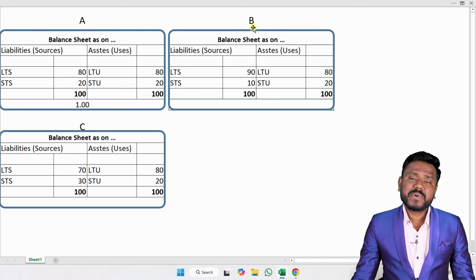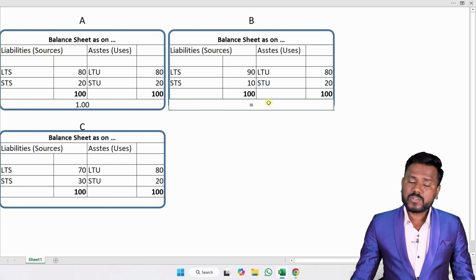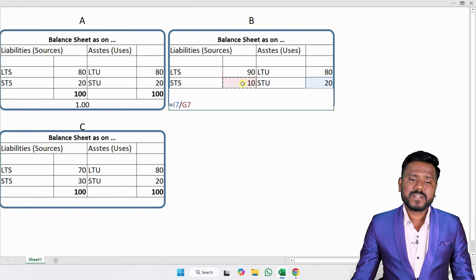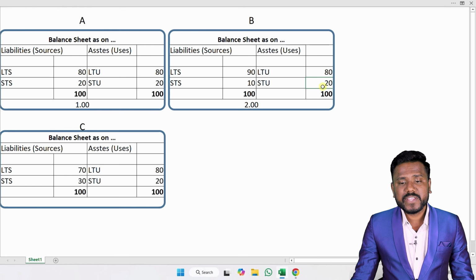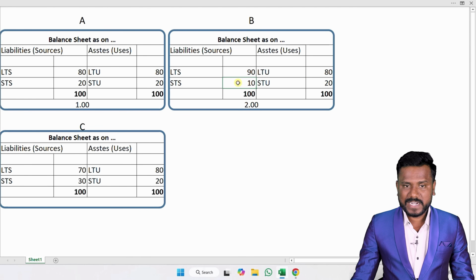And a type of company that is B, here the current ratio is 20 divided by 10. The current assets divided by current liabilities, or you can say short-term sources. So what is the ratio here? 2. It means when short-term liabilities are due for repayment, you can use these short-term uses to pay short-term debts, right? That's very easy because you have 2 rupees to pay 1 rupee. So you can easily pay 1 rupee out of these 2 rupees.